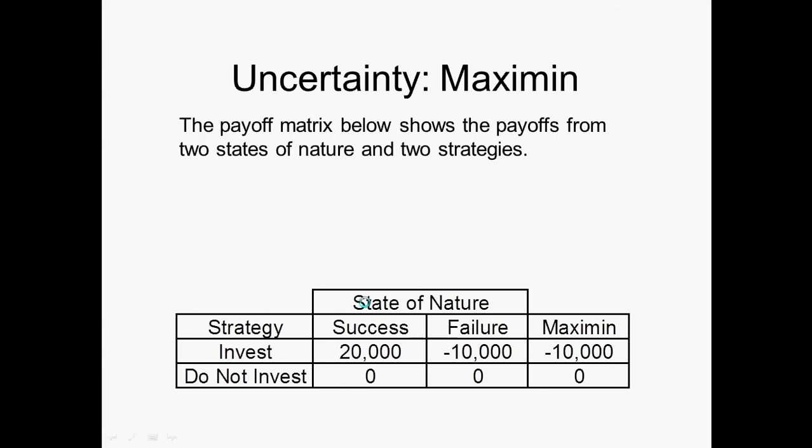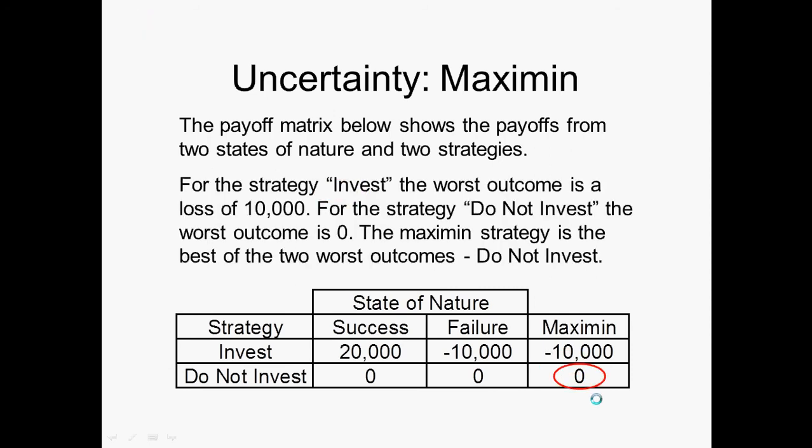So in this case, we say state of nature. You could succeed, you could fail. You've got two strategies. You could invest, you could not invest. Don't invest, you get 0, 0. Invest, you get 20,000, negative 10,000. So if you want to play a max and min strategy, then you would go for the 0. You wouldn't invest.